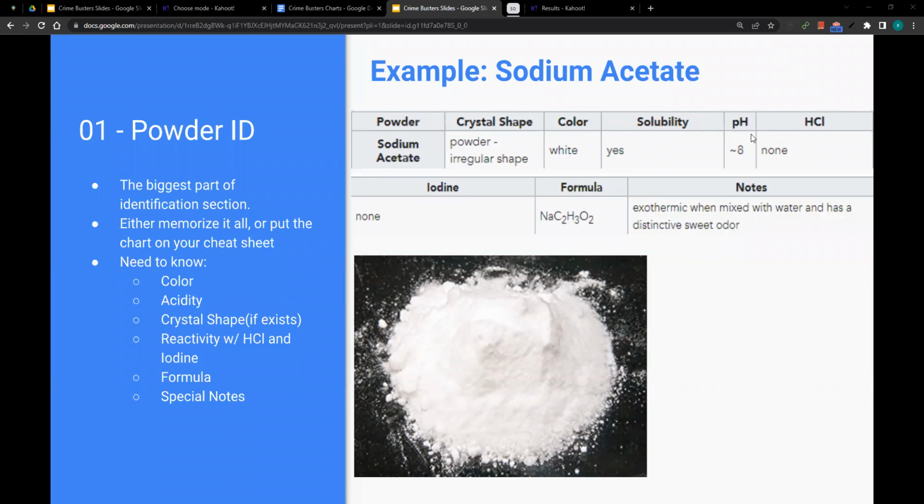One thing that I would like to note is that these pHs aren't usually actually right. Because of different manufacturers, each pH during the test might be different. I encountered a test where they said the pH of sodium acetate was 6. So it really varies a lot.